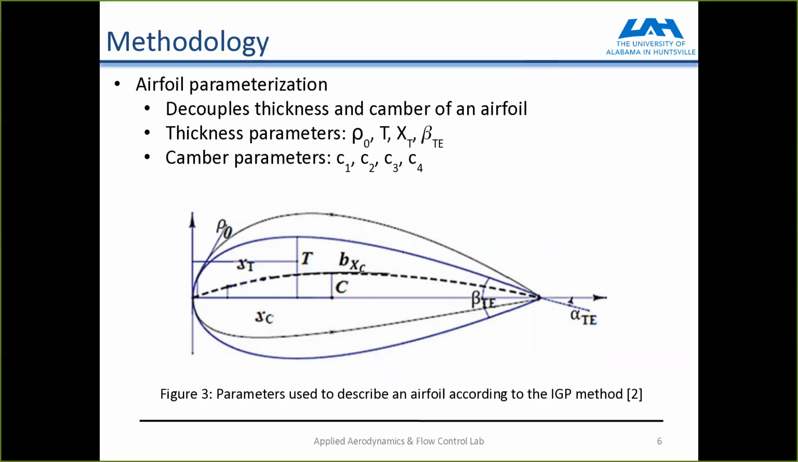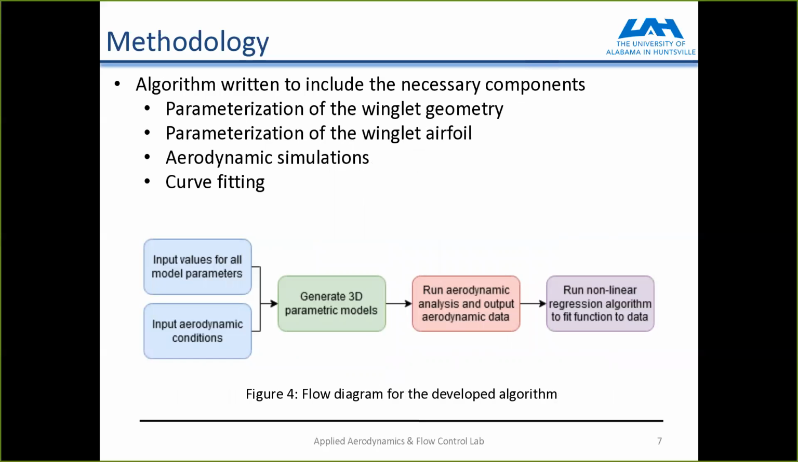So the thickness and camber parameters are listed in figure 3, and the camber represents mostly the curvature of the airfoil, and the thickness represents the actual width, like the girth of the airfoil. So combining these two methods of parameterization for the winglet, we have the actual winglet itself, but the algorithm we wrote will include all the necessary components, which is not just those two parameterization methods, but also the aerodynamic simulations and the curve fitting algorithm we chose.